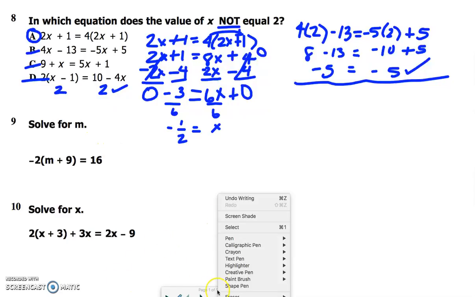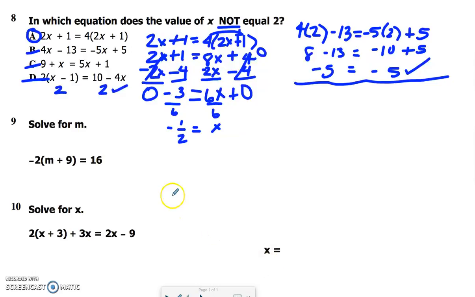I want to change my pen color so that we can just see the differences. So I'm going to go over here, negative 2. We need to solve for m. Negative 2 times the quantity of m plus 9 is equal to 16.